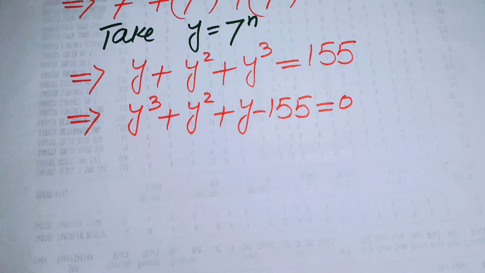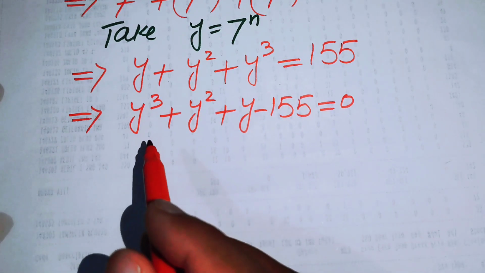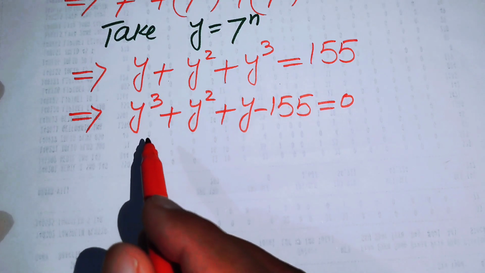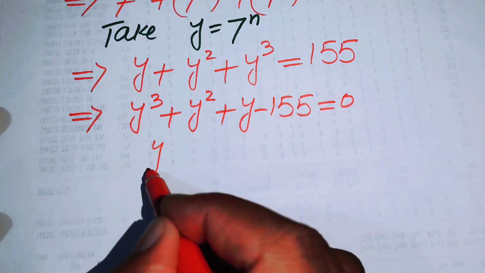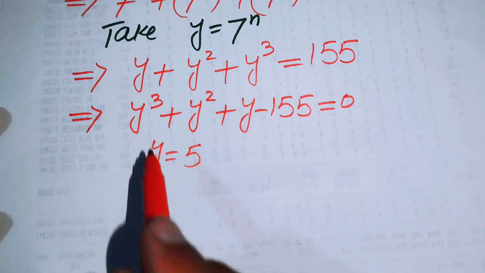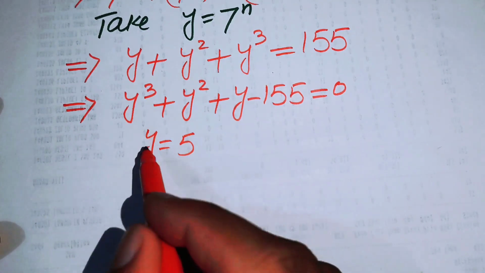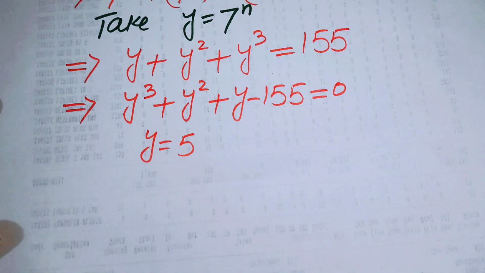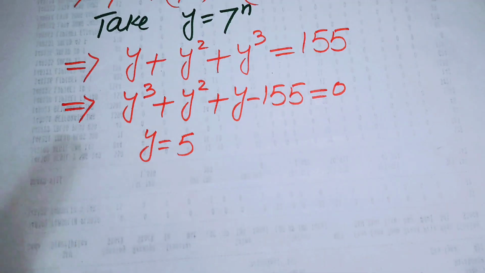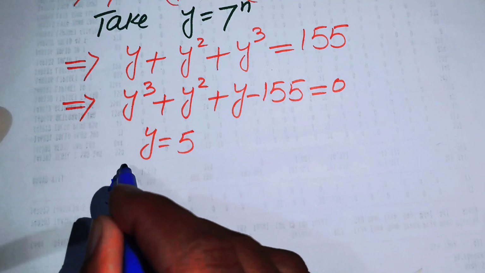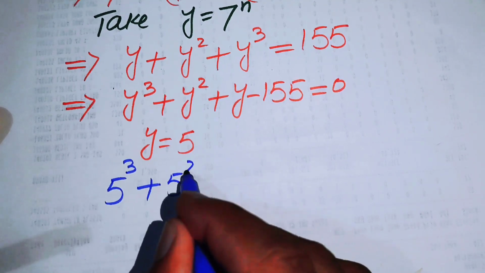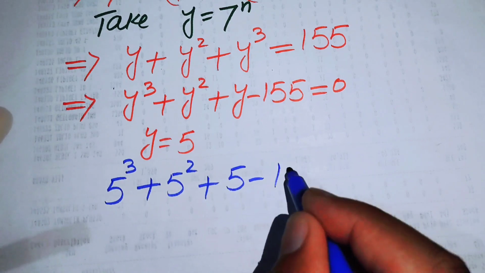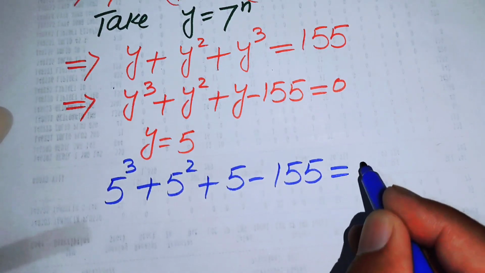In order to use synthetic division, first we need to find a solution of this equation. So I will find a solution by inspection. Now first I can put y is equal to 5 and check its solution here. Does y equal to 5 satisfy this equation or not? By checking we get 5 cubed plus 5 squared plus 5 minus 155 is equal to 0.